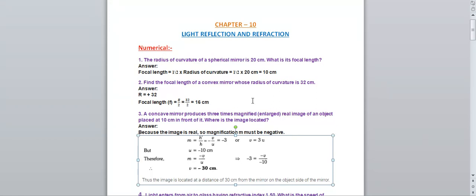Object distance is given, image distance is given, height of the object, image, focal length, magnification, whatever things are given in the question, write down those things. Then think which formula you have to use. Write the formula and then put the values. You'll definitely get the answer.